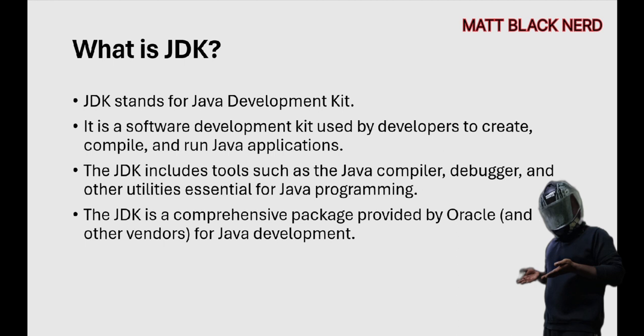What is JDK? JDK stands for Java Development Kit. It is a software development kit used by developers to create, compile and run Java applications. The JDK includes tools such as Java compiler, debugger and other utilities essential for Java programming. The JDK is a comprehensive package provided by Oracle for Java development.